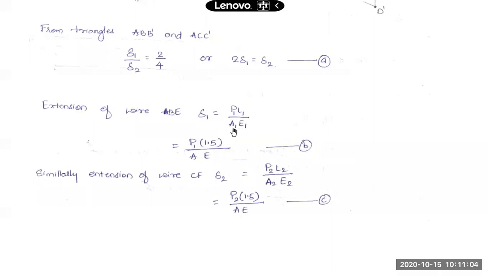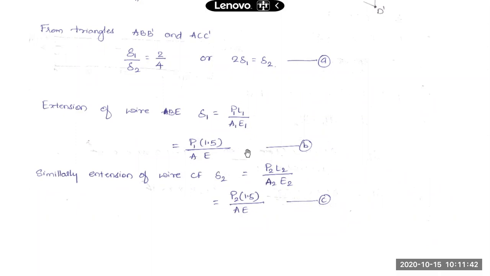Since the two wires are identical, A and E will be the same for both wires, and also the length of the two wires is 1.5 meter. L1 and L2 are the same. So this deformation expression is used for wire BE as well as for wire CF. On substituting for P1, L1, A1, E1, I don't know what P1 is here. I have to determine this P1. Other than P1, L1 is known to me. A and E are constant for both the wires. I'll just substitute them as AE.